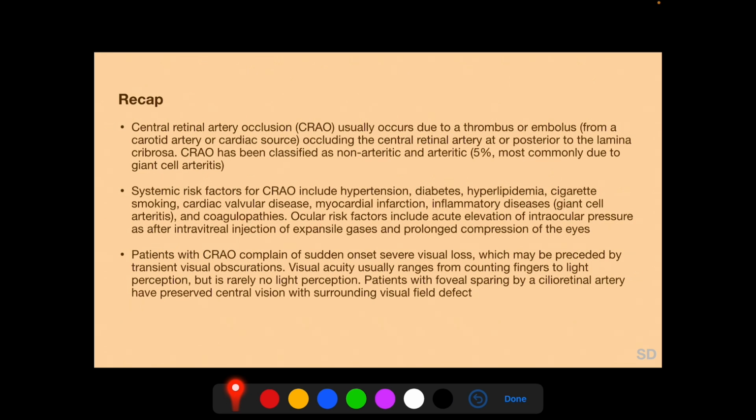Ocular risk factors include acute elevation of intraocular pressure, as may occur after intravitreal injection of expansile gases, and prolonged compression of the eyes. Patients with CRAO complain of sudden onset severe visual loss, which may be preceded by transient visual obscurations. Visual acuity ranges from counting fingers to light perception, but is rarely no light perception. Patients with foveal sparing by cilioretinal artery have preserved central vision with surrounding visual field defect.